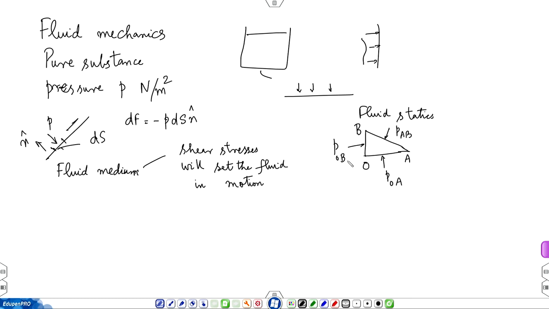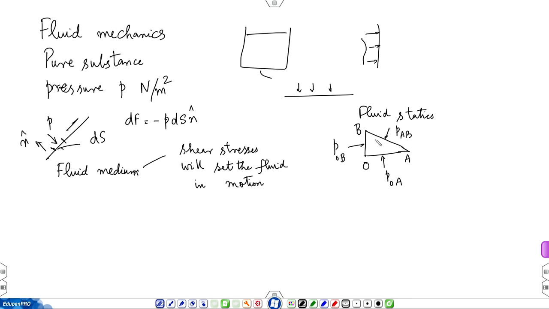Now, sometimes the word hydrostatic is also used, but the word hydro indicates water. It could happen in air also or any other fluid. So, shear stresses are 0 for this element. So, these are the only forces acting on it apart from its own weight.